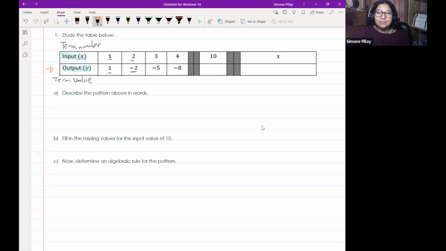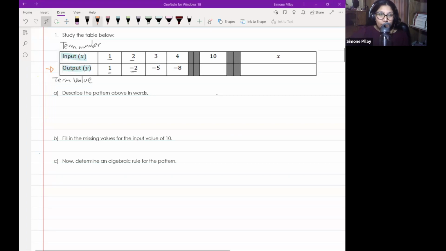So what was I saying? We're always going to look for our term values. We're going to look at our outputs to determine what our pattern is. And Emihle has raised her hand. Emihle, do you have a question? You're helping me? I want to help them. Okay, cool. Tell me what to do.